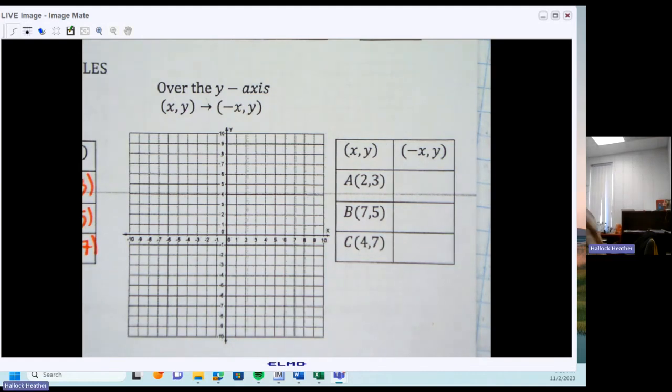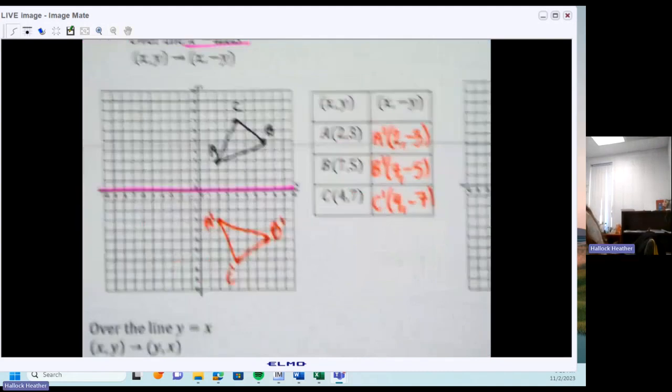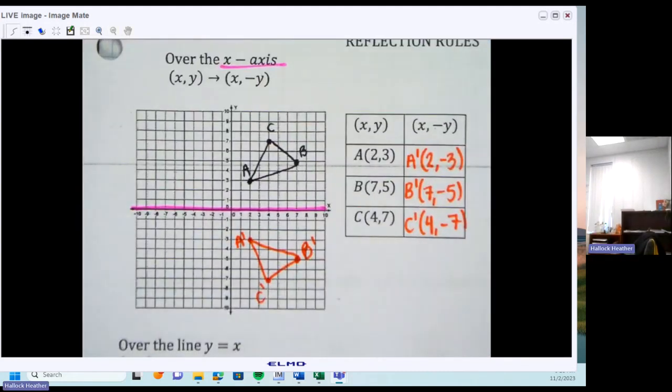Oh, like you need the original points or like the new points. There you go. I'll leave this up here for a second. So go to the one next to it. Start by plotting your original points. And make sure you're labeling them A, B, and C.